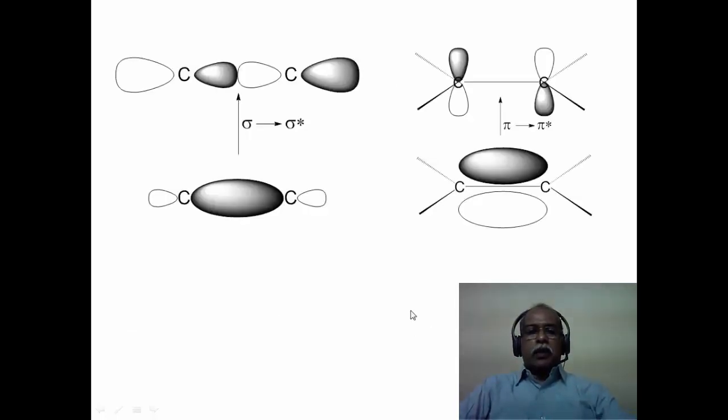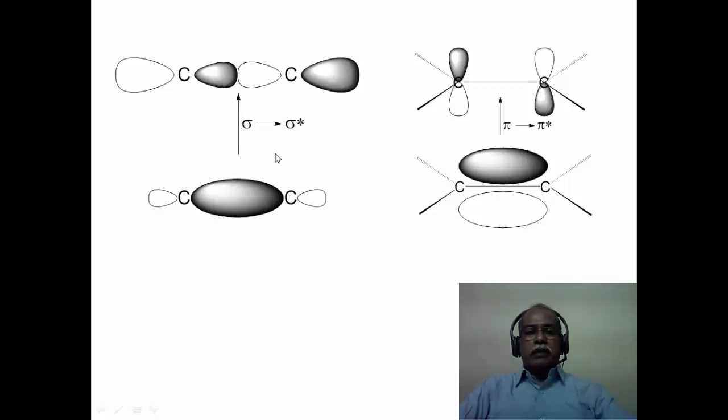Diagrammatically or pictorially, one can represent the sigma to sigma star transition by taking the picture of the sigma orbital and then doing an electronic excitation which corresponds to the sigma to sigma star. Let us take the example of methane as a molecule. Methane has carbon-hydrogen bonds and all of them are sigma electrons only.